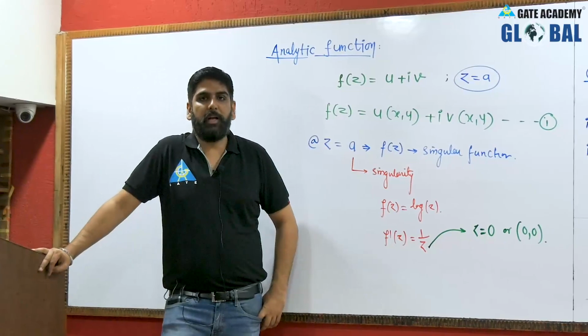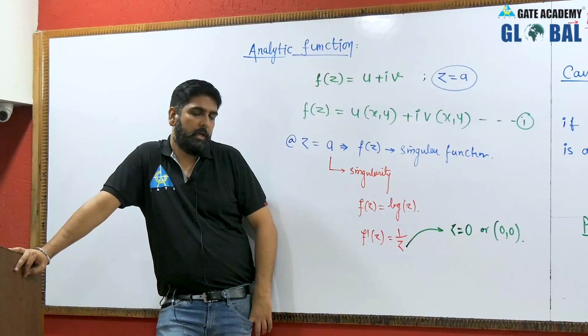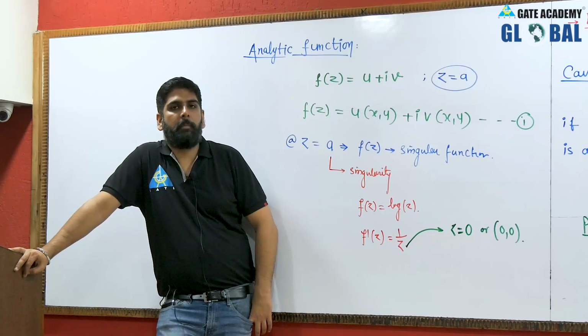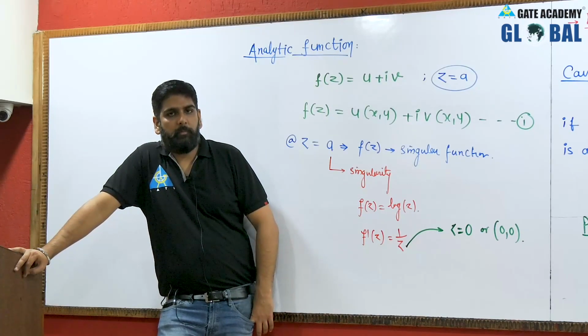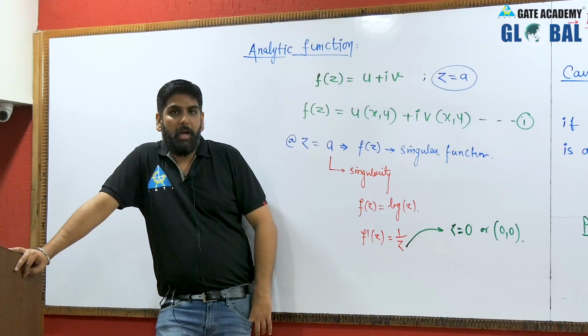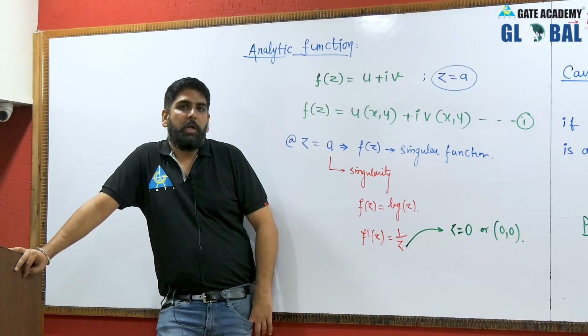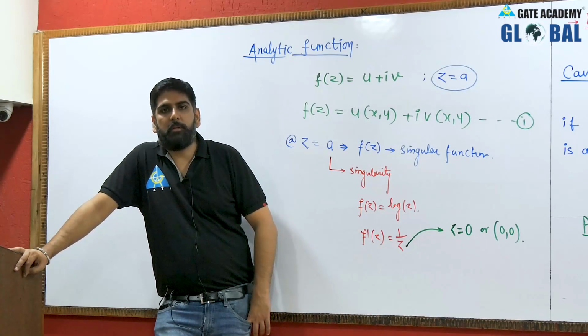So I am repeating the last thing. First, if you are having the real part and it is asked to evaluate the imaginary part, directly apply the CR equation. And if you are having the real or imaginary part and you are asked to evaluate the analytic function, you can apply the Milne-Thomson method.